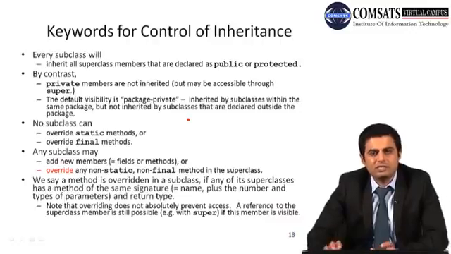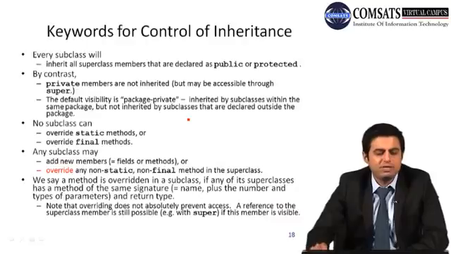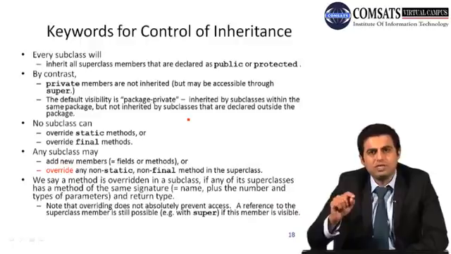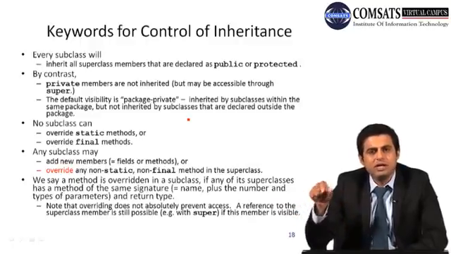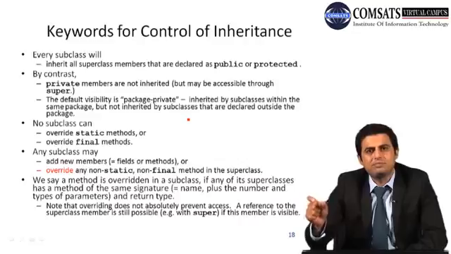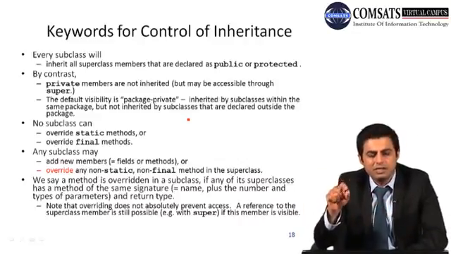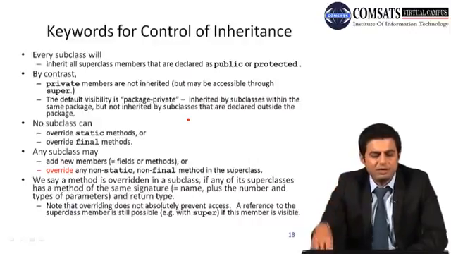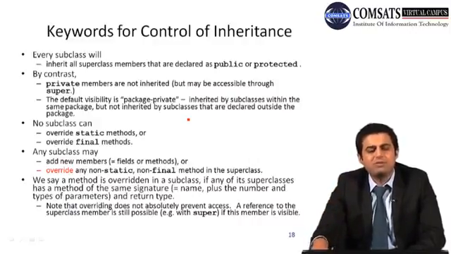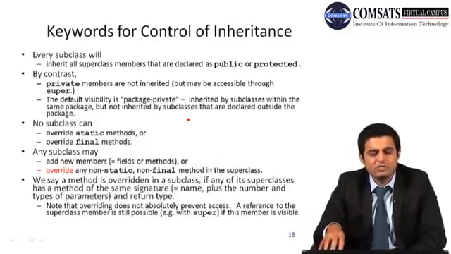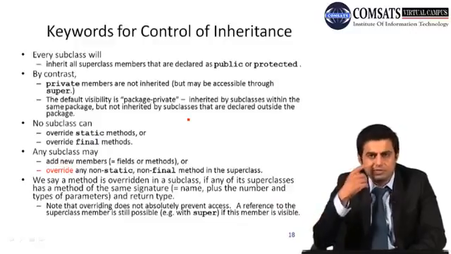We say a method is overridden in a subclass if any of its superclasses has a method of the same signature, that is the name plus the number and the types of the parameters and return type. A return type should also be similar if you're writing the return code in your code, and if that return type is not matching with the return keyword which is written with the named method, then there is going to be a runtime error. Note that overriding does not absolutely prevent access. A reference to the superclass member is still possible. For example, with super, if this member is visible.